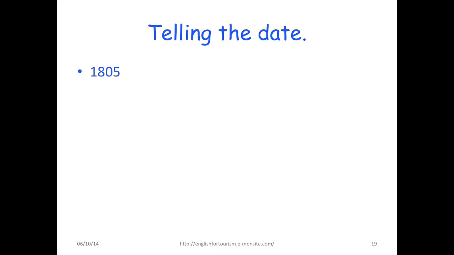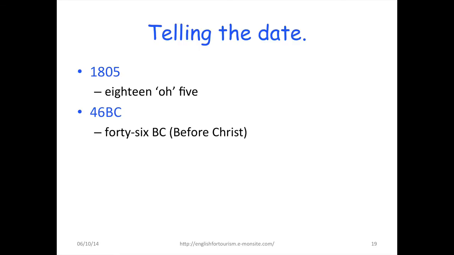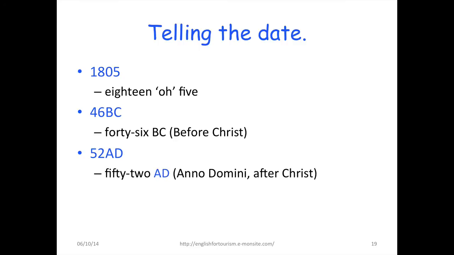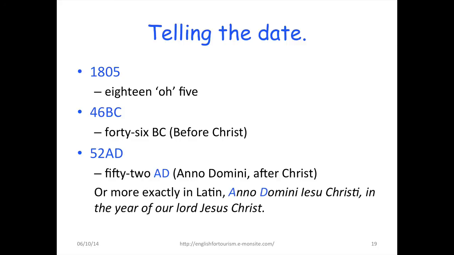More on telling the time. This is 1805. This is 46 BC. BC stands for before Christ. 52 AD. AD stands for Anno Domini, which means after Christ. Or more exactly in Latin, Anno Domini Jesu Christi, in the year of our Lord Jesus Christ.